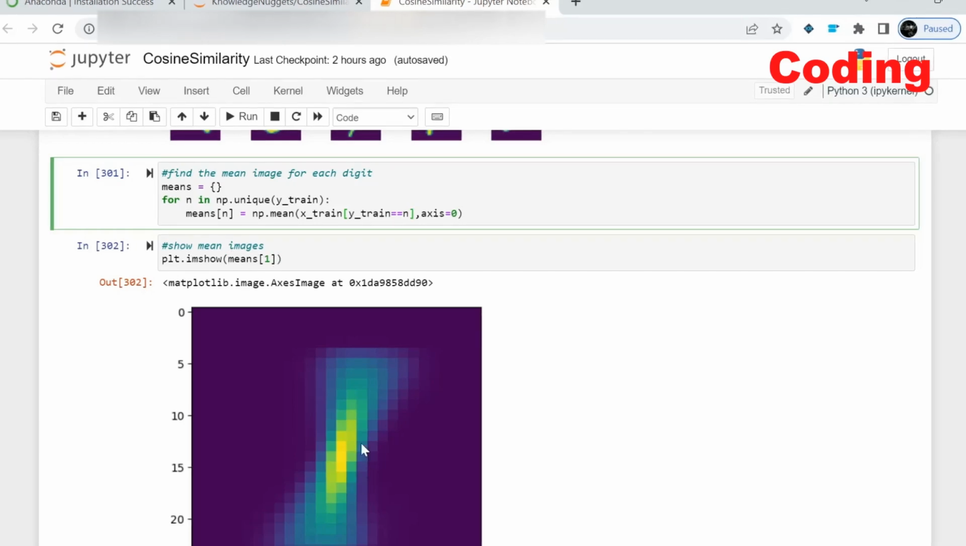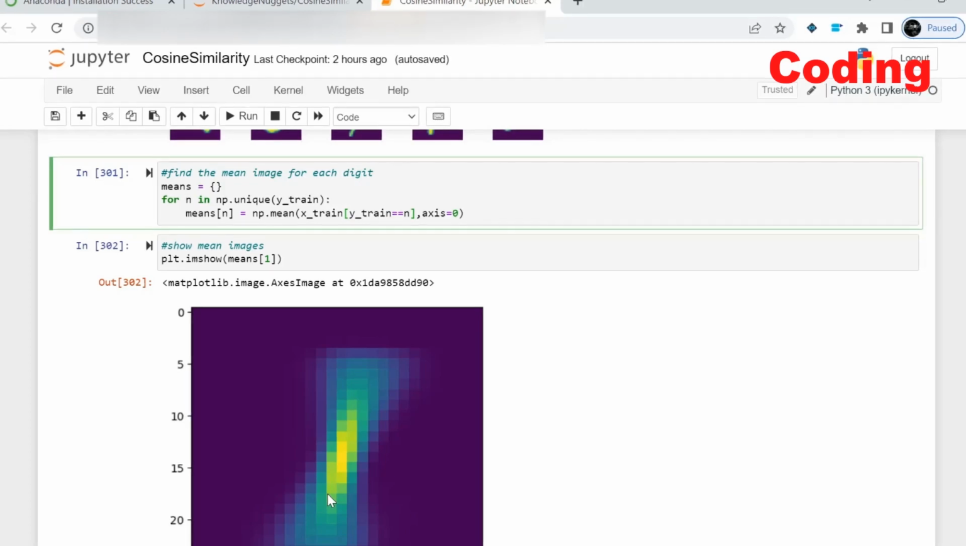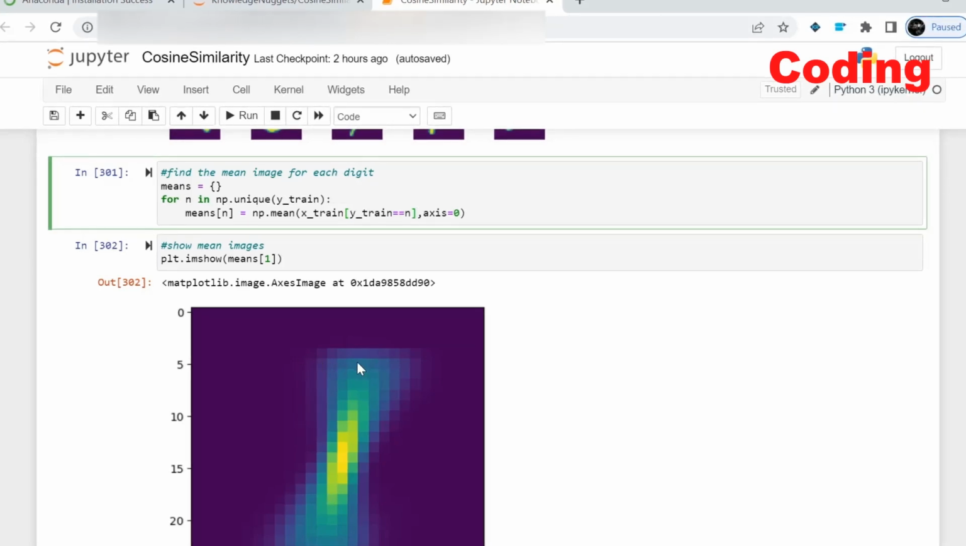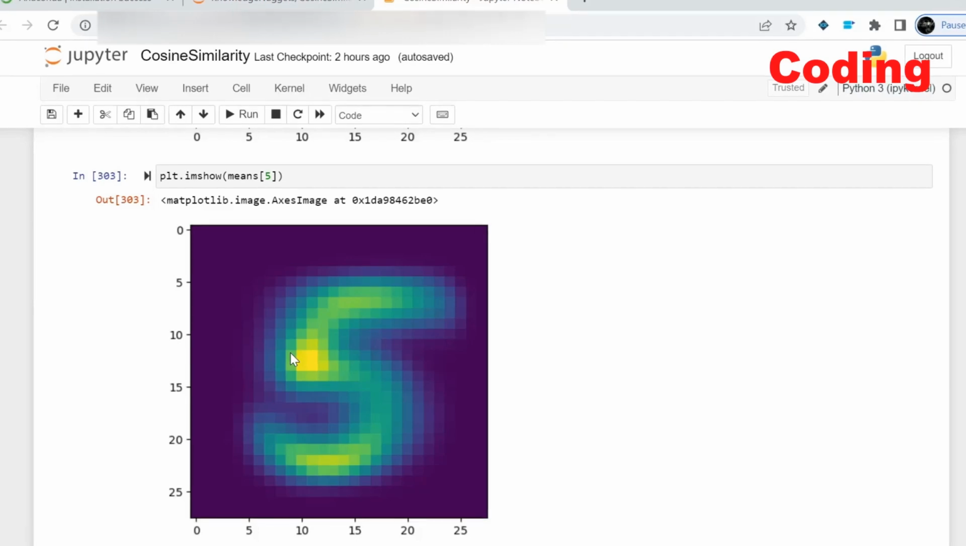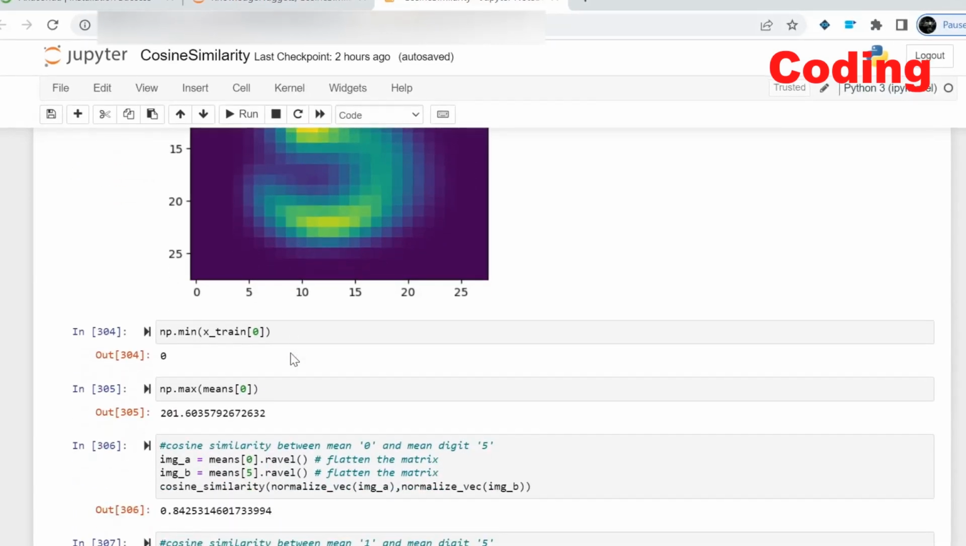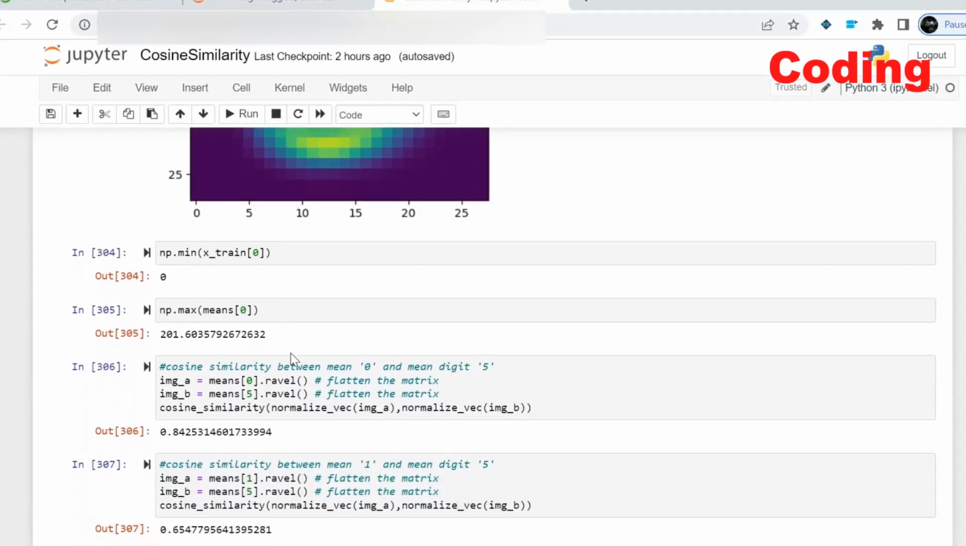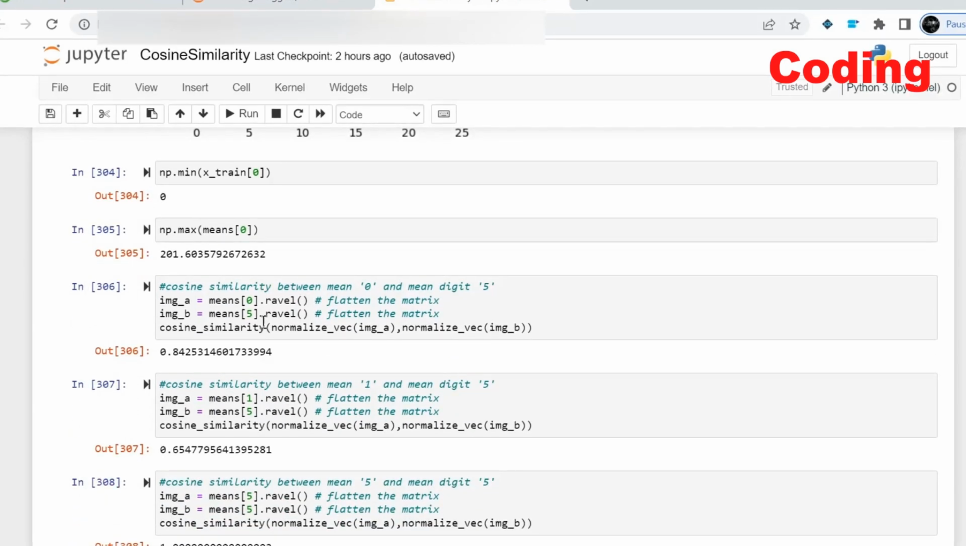We want to see what the mean image looks like. We have displayed here the mean image of 1. Though different people have written 1 differently, the average 1 is like this. Similarly, we have displayed 5. Though different people have different handwritten 5s, if we add up all the 5s, we'll be able to find this image.